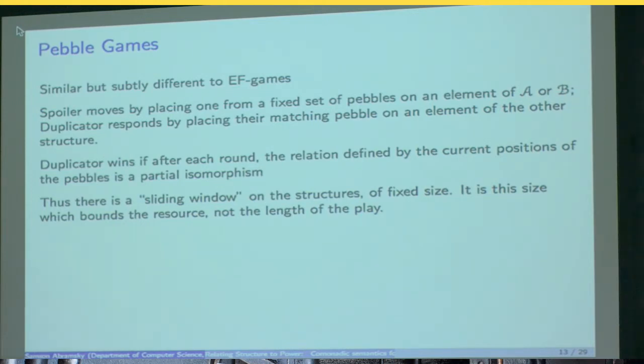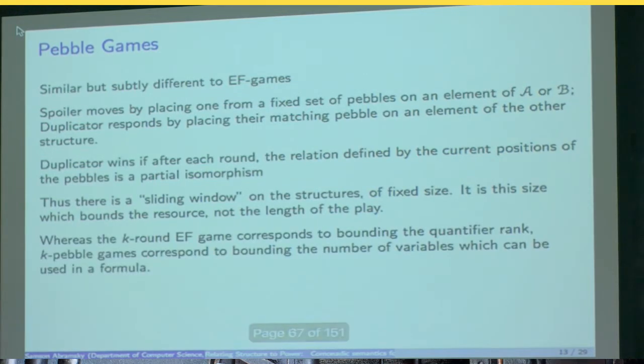So this pebbling technique comes up in a lot of places, and in particular it plays a fundamental role in finite model theory. Whereas the k-round Ehrenfeucht-Fraïssé game corresponds to bounding the quantifier rank, k-pebble games correspond to bounding the number of variables which can be used in a formula. So if you think about it, you can reuse variables that you quantify. So you can actually use two variables to say that there exists a path of any given length just by nesting your variables and reusing them, which sounds a bit of a hacky idea, but it's quite a rich family of logics that we get in this way.